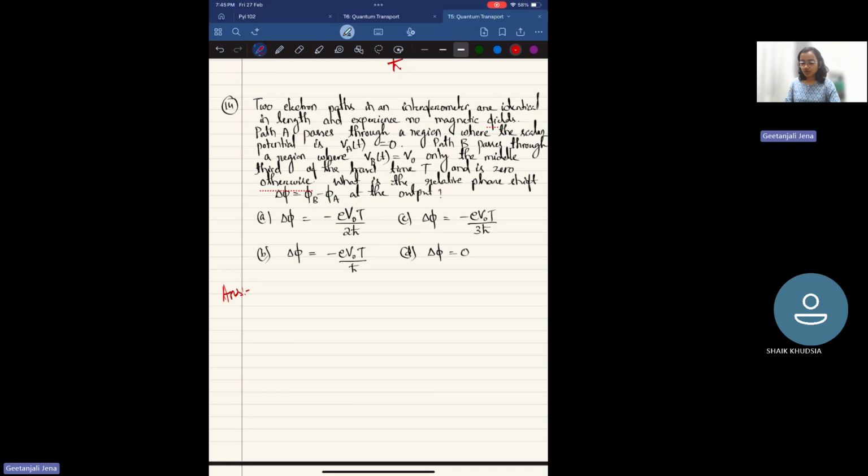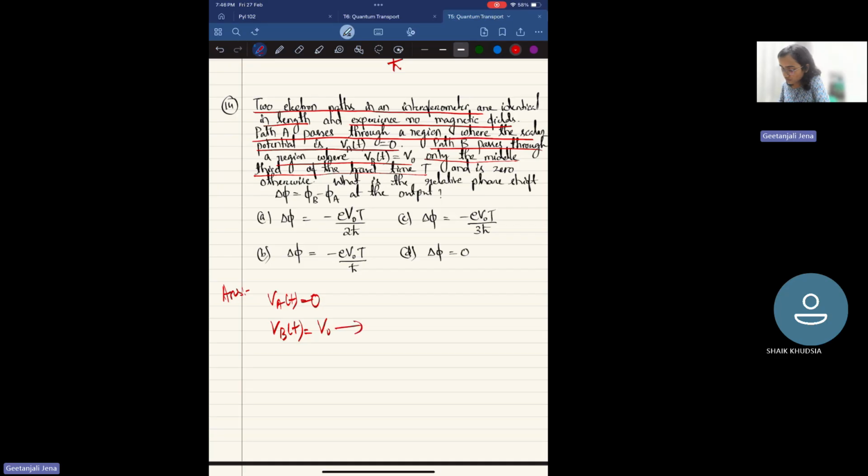Question number 14. It is somewhat similar to question number 13. You have two electron paths in an interferometer which are identical in length and experience no magnetic fields. Path A crosses through a region where the scalar potential V_A(t) is 0, and path B passes through a region where V_B(t) is V0 only in the middle third of the travel time.